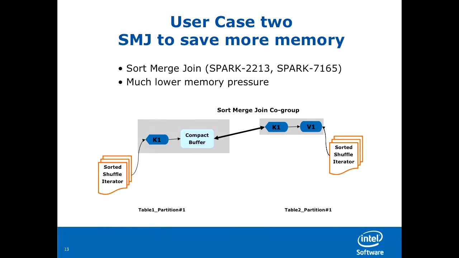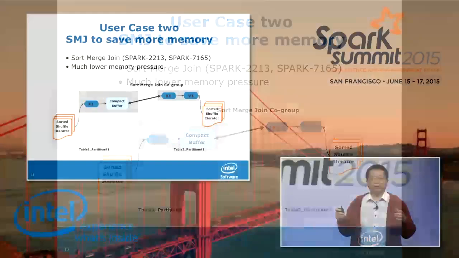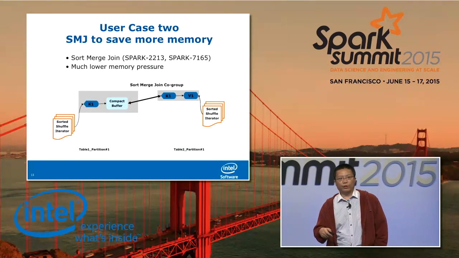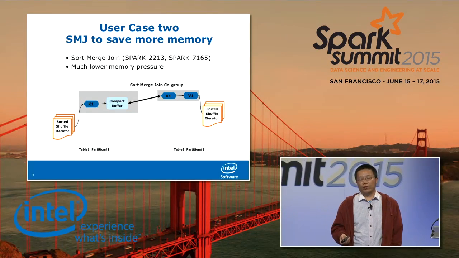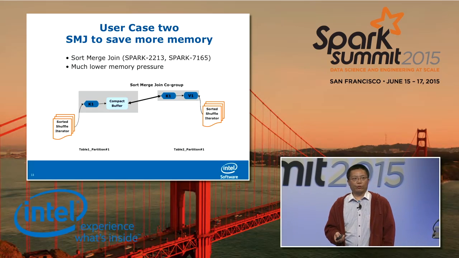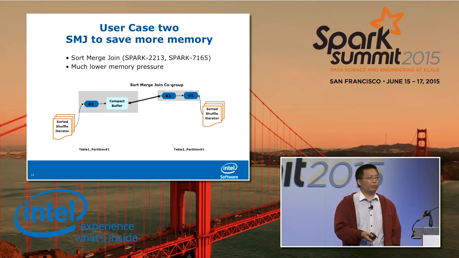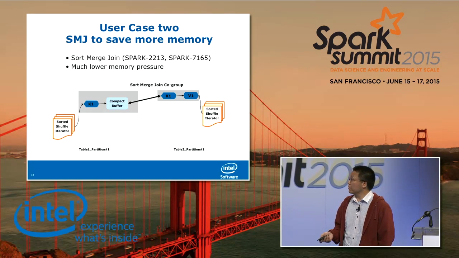One thing we did was introduce a sort merge join. This has two patches, one for inner join and the other for outer join. I gave an example here. It's very clear that if you're doing the sort merge join, you can use two iterators and just go through the keys one by one. In that case, you don't need to generate a very big hash map, so you can save a lot of memory and reduce the memory pressure a lot. A lot of our customers took this patch and solved their problems in the production environment.